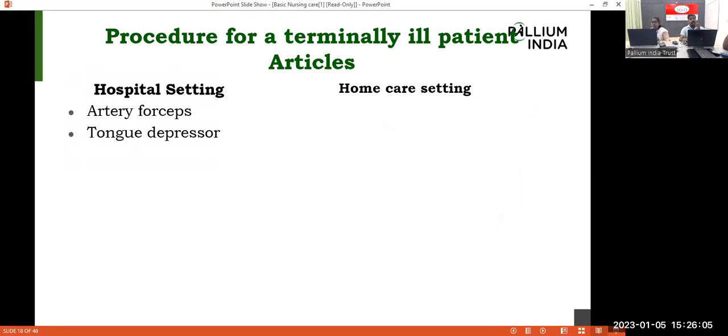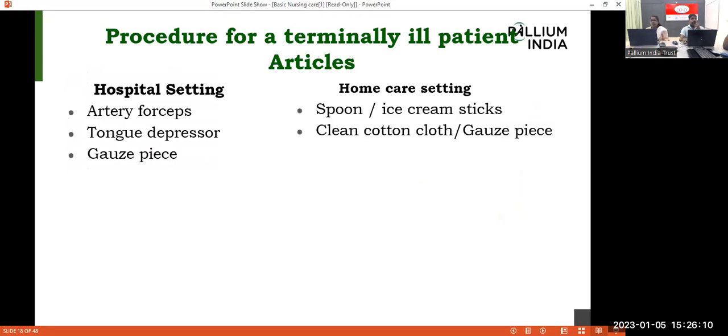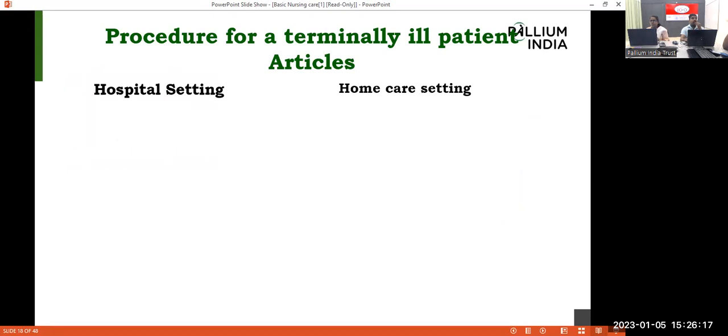Then the third procedure is for a terminally ill patient, because the patient is now completely bedbound. Considerable assistance is needed for these patients for the care. In both hospital setting and home care setting, we can do it like this. In a hospital setting, first thing, artery forceps. Artery forceps we can mainly use for holding the cotton balls or gauze pieces, anything. For holding we can use the artery forceps, or otherwise any tongue depressor. Also, a tongue depressor for opening the patient's mouth.